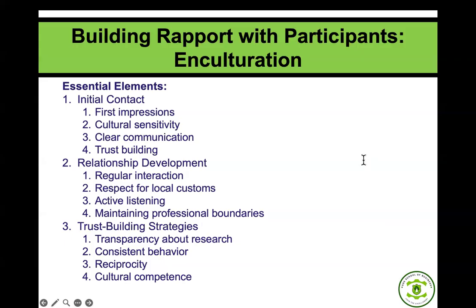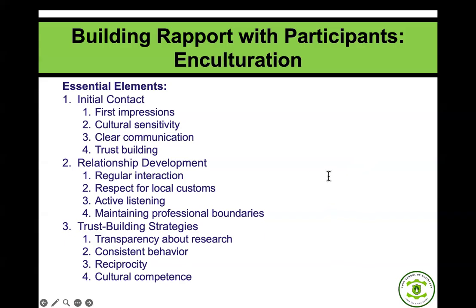We should be able to communicate clearly about our research, but we have to, first of all, try to focus on what? Building trust with the participants. And remember, we always have to remember that we are entering their space. When we try to interview people, we're entering their space. And so relationship development is very, very important when we are doing that as well. Regular interaction is key. We have to be present. We have to be consistent.